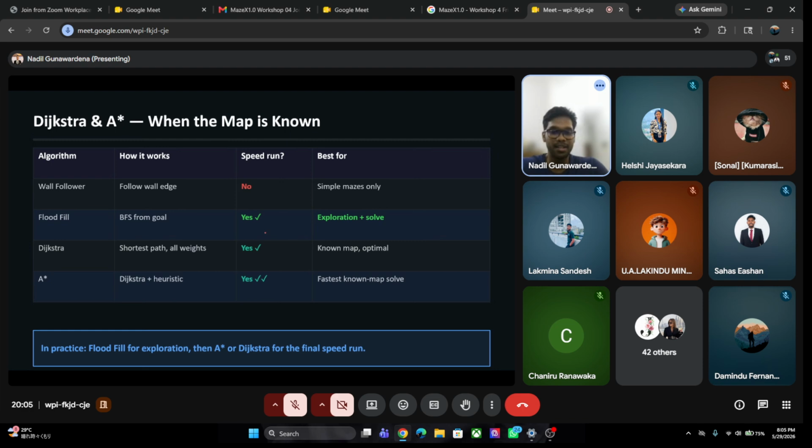You can go through the internet on how to implement those things. But as a starting point, just use the flood fill algorithm for the exploration and for the speed run. Then after you have mastered it, you can move on to implementing Dijkstra's and A-star algorithms also.